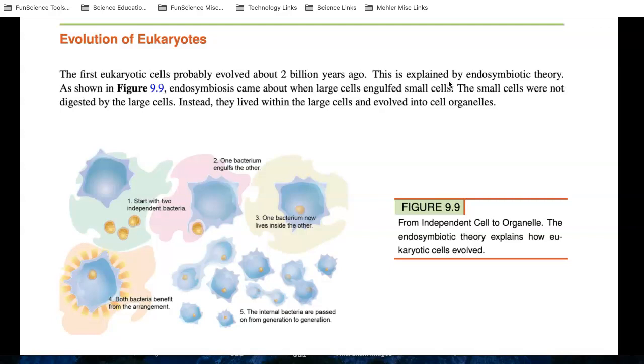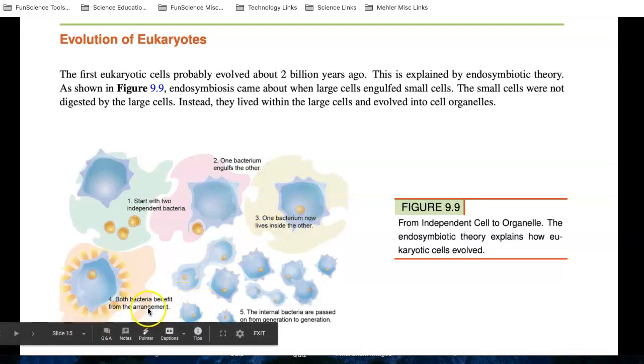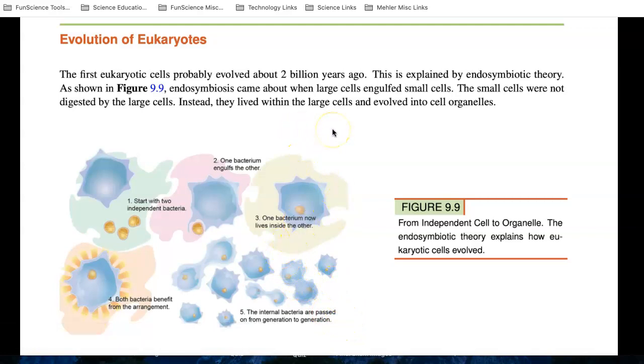This is explained by the Endosymbiotic Theory, when different organisms would engulf and cooperate with each other. As they talk about here, from independent cell to organelle. In this, we start with two independent bacteria. One bacteria is engulfed by another. One is much bigger, this one here. One bacteria now lives inside the other. Both bacteria benefit from the arrangement, and the internal bacteria are passed from one generation to the next.